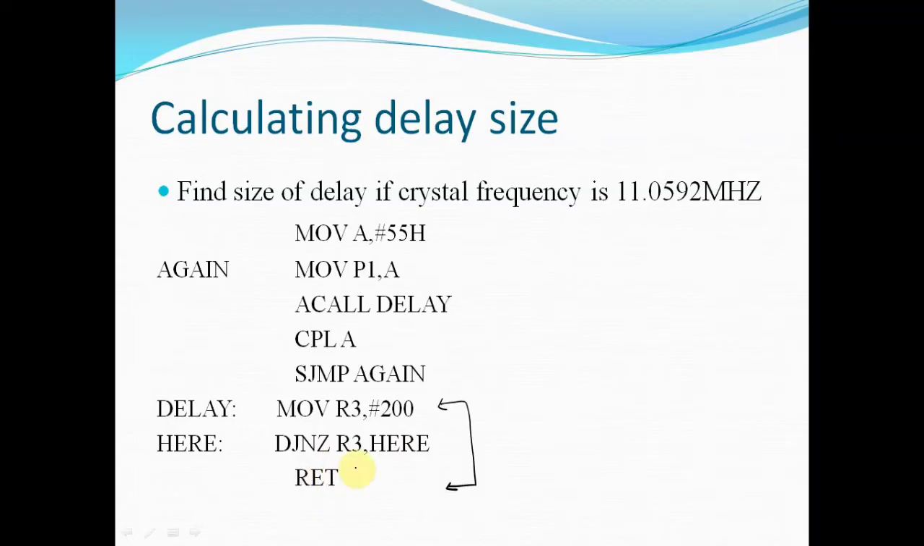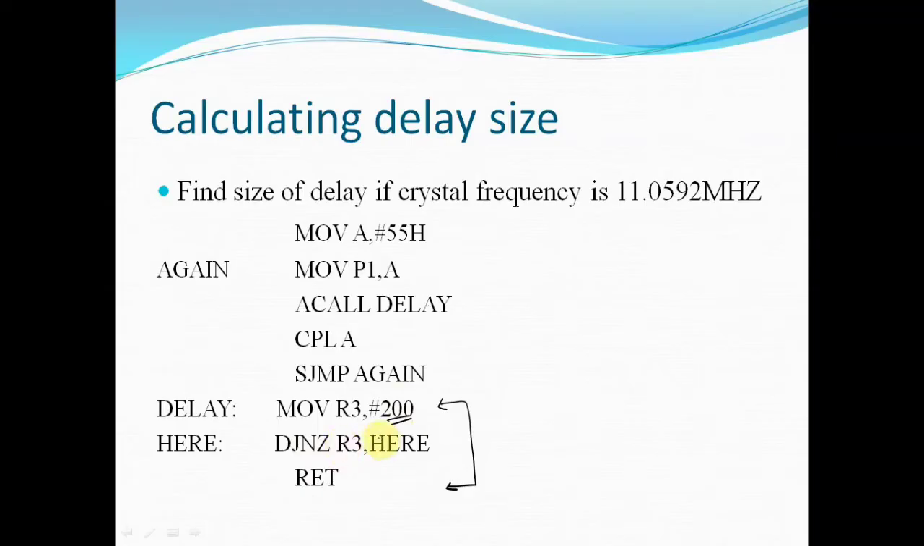Whenever you write a delay in assembly, you have to consider two things. First, you have to set some counter, and you have to decrement that counter. That means you have to use a loop. So setting a counter and using a loop are two important things in writing a delay routine. Now here the count value which is loaded is 200. Therefore this DJNZ instruction will get executed 200 times.